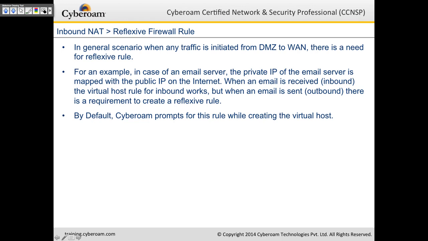You want it to go via a specific outbound NAT policy for which the inbound NAT policy also exists. For example, in the case of an email server, the private IP address of the email server is mapped to the public IP address on the internet. When an email is received, inbound, the virtual host rule for inbound works. But when an email is sent, there is a requirement to create a reflexive rule.